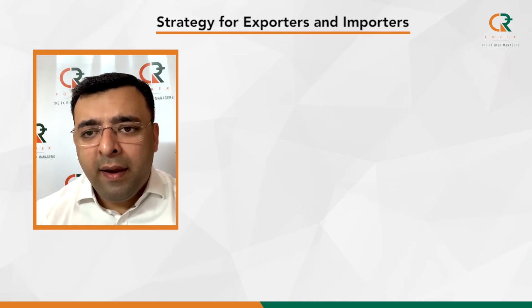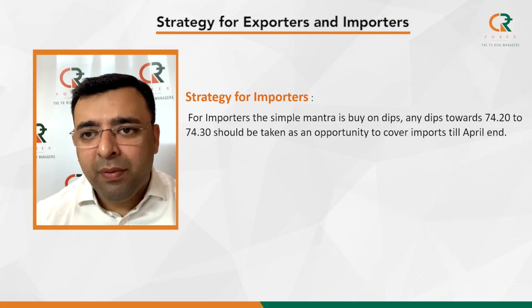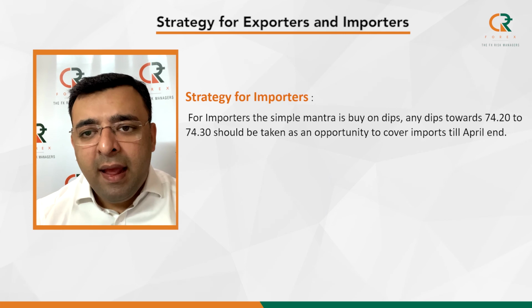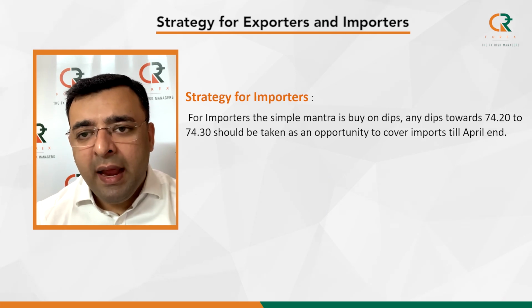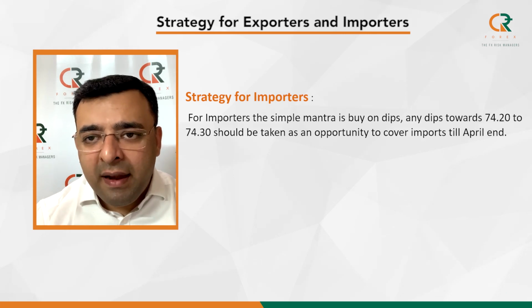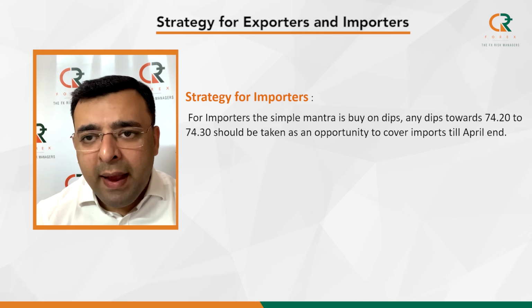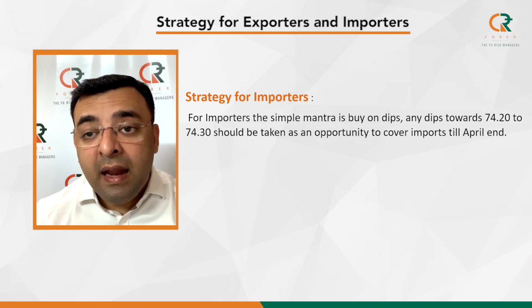Now let us discuss what are the strategies for importer. For importer, there is a simple mantra. Any dips has to be taken as an opportunity to buy dollars. Importers who have missed covering at lower levels, if they get a chance close to 74.20 to 74.30 levels, then they should simply go and buy the import payment till April end.